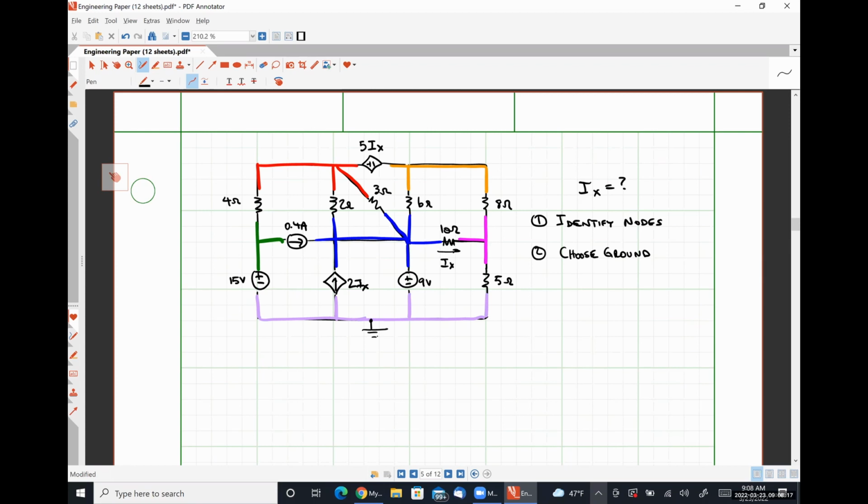Okay. Step 3 is to label our nodes. So I'm going to call this guy node A with a nodal voltage VA, this guy node B with a nodal voltage VB, this guy node C with a nodal voltage VC, this guy node D with a nodal voltage VD, and this guy node E with a nodal voltage VE.